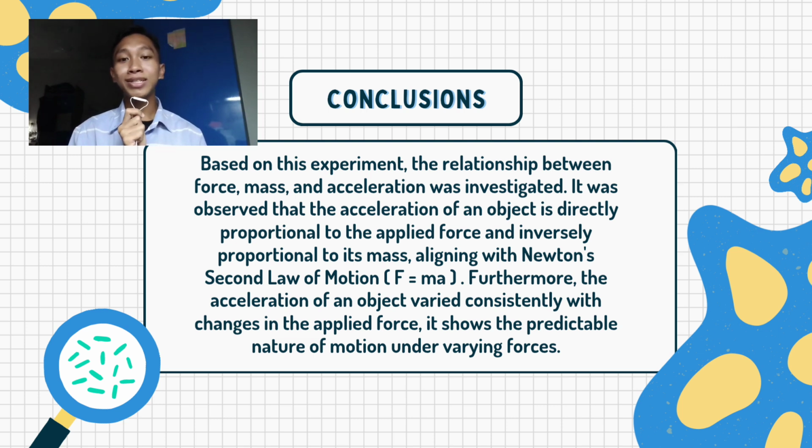So, from this experiment, we can conclude that the relationship between force, mass, and acceleration was investigated. What I mean by that is it was observed that the acceleration of an object is directly proportional to the applied force and inversely proportional to its mass, aligning with Newton's second law of motion, which is F equals ma, where F is force, m is mass, and a is acceleration. Furthermore, the acceleration of an object varied consistently with changes in the applied force, which shows the predictable nature of motion under varying forces.